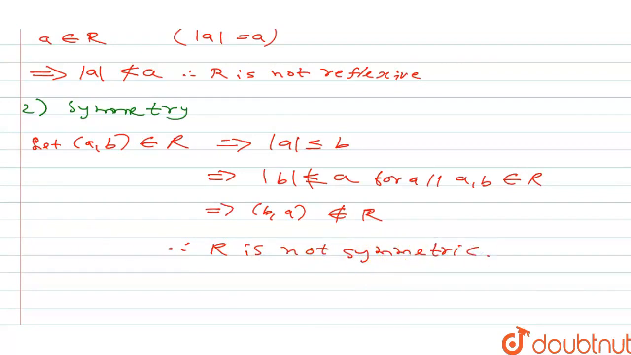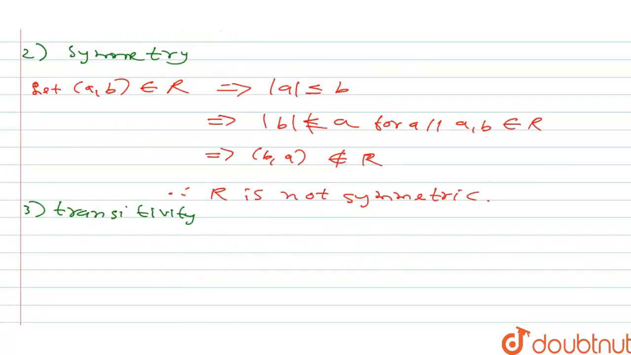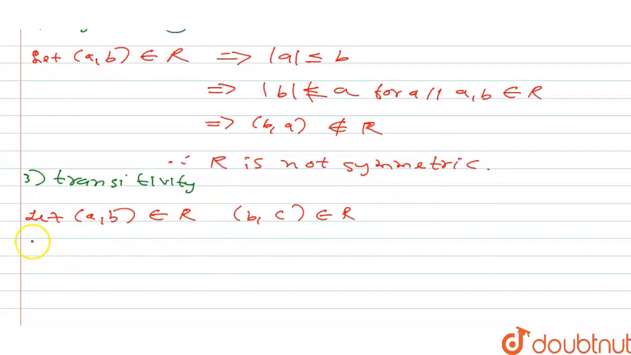Now let's go for the transitivity. Let's say let a comma b belongs to R, also b comma c belongs to R. So from the expression it says that mod of a is less than or equal to b, and from here it is saying that mod of b is less than or equal to c.